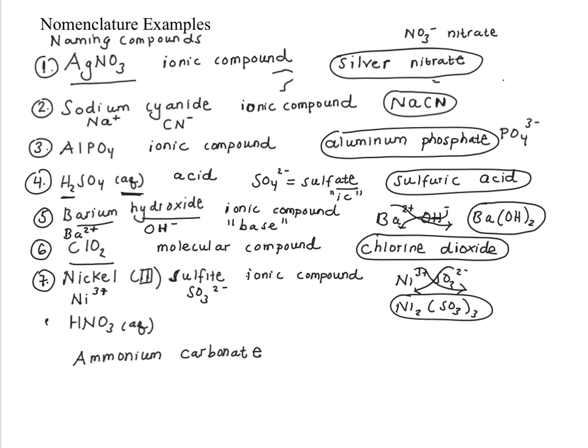In problem number 8, we have a hydrogen in front with a polyatomic ion with aqueous. So we know that this is an acid. And we know that NO3- is nitrate. And according to our rules for naming acids, ate becomes ic. So now this is nitric acid.